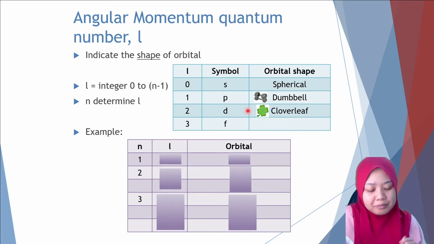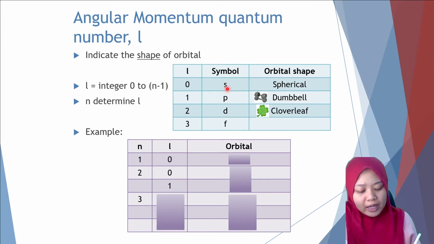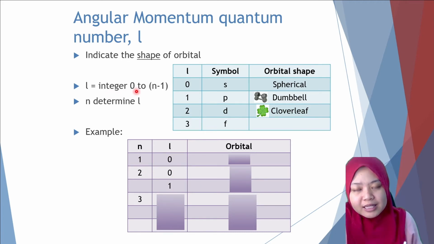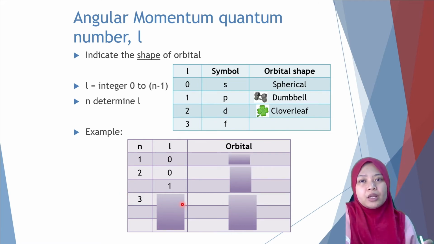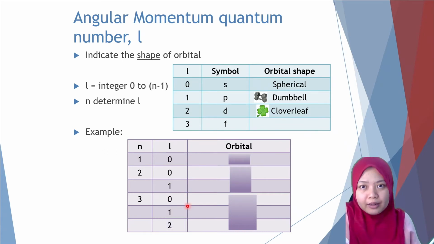So, let's look at the example. If you have n equal to 1, that means l equals 0. If n equal to 2, that means l is 0, 1, because l is an integer starting from 0 until n minus 1. So it starts with 0. Then 2 minus 1 is 1, so only up to 1. Next one. If n equal to 3, what is the number for l? The number for l will be 0, 1, and 2.